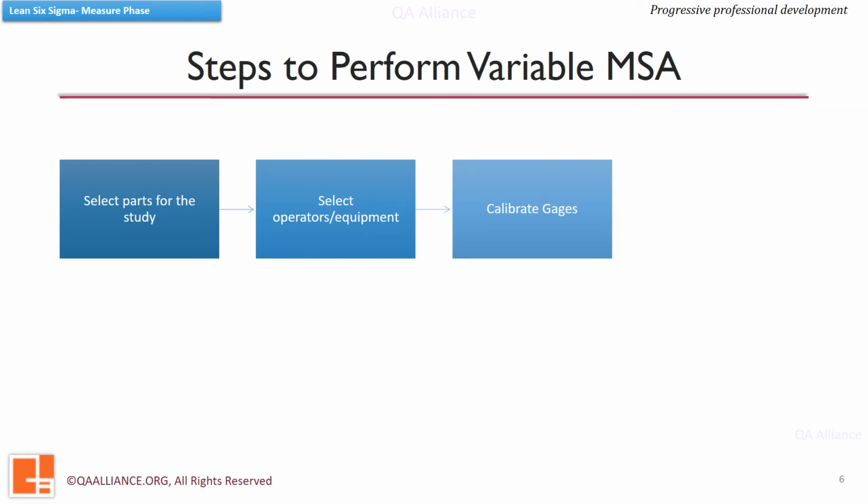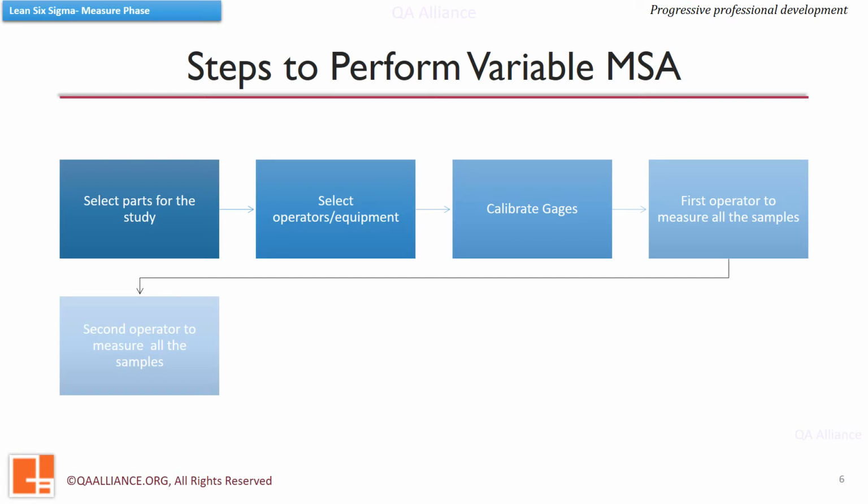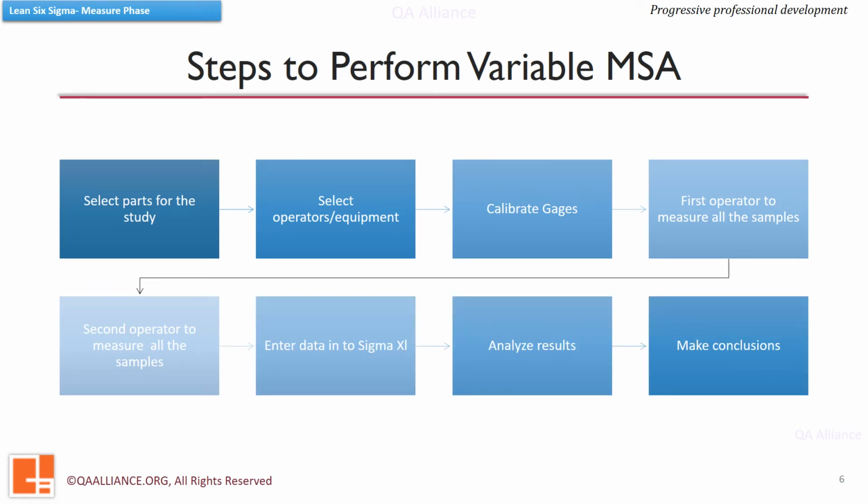Once the system is calibrated, the first operator measures all the samples once, in random order. Then second operator measures all the samples in random order. This process is continued till all the operators have measured all the parts one time. This completes the first replicate. We can repeat the steps 4 and 5 for the required number of replicates while ensuring that there is always a delay between the first and second inspection. Once all the measurements are done, the data is entered into analysis tools to analyze the results and draw conclusions.